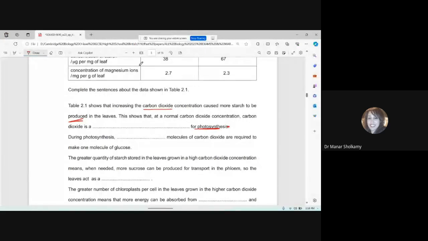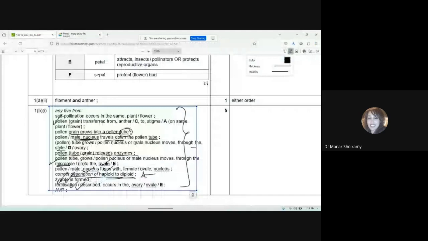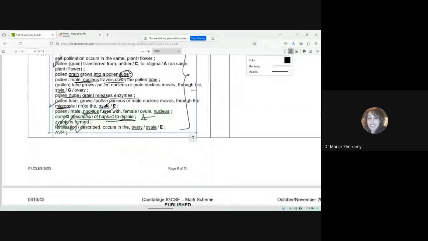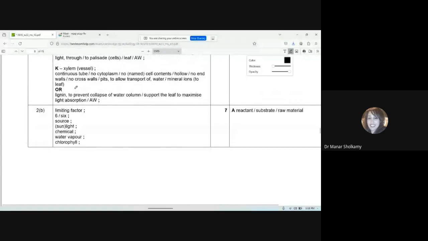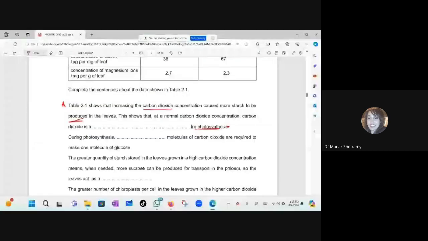Can you give me another term here that can be used? Because here they're telling you limiting factor. I think both will be accepted. I have to look at the marking. One minute. This is which number? I would say limiting factor, but it's a raw material also. It's accepted. Correct. Good, you're thinking.